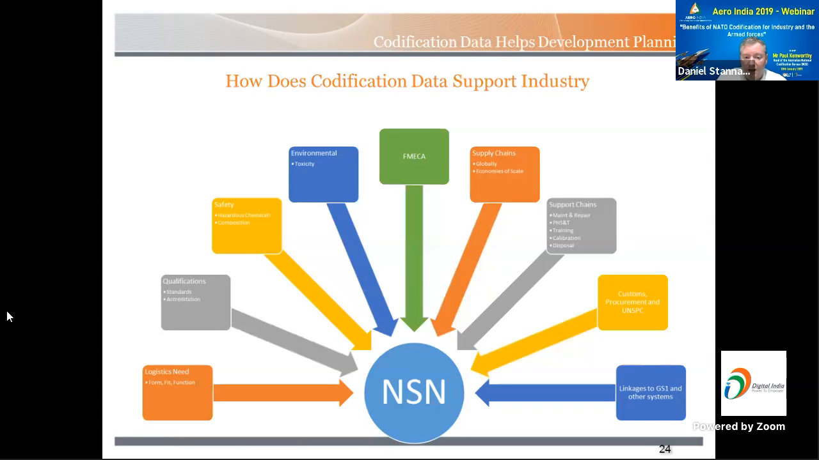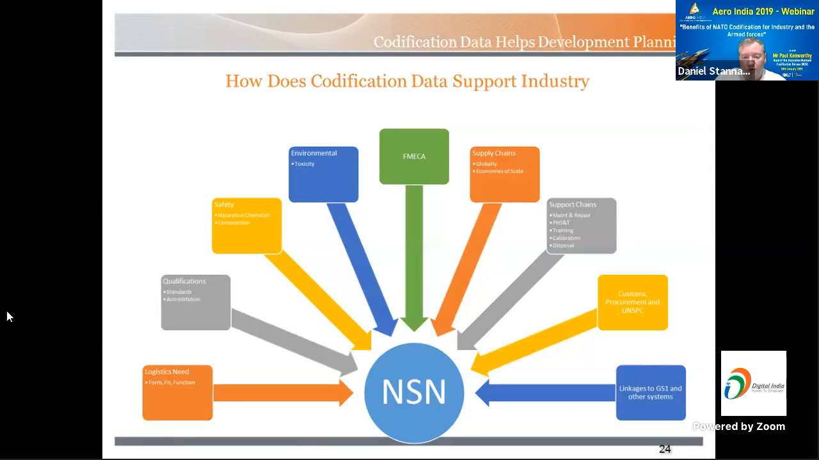An NSN gives you information about what those items need to be qualified against, what standards they need to be made to, and whether there is an accreditation requirement. So looking at an NSN, you can see, based on the data, what the item of supply needs to be certified against. It also contains information about the safety and environmental concerns, whether it contains hazardous chemicals, whether it contains mercury or asbestos and things like that. What's the major composition of the items? Is it toxic? Those sorts of things are all considered as part of the NSN.